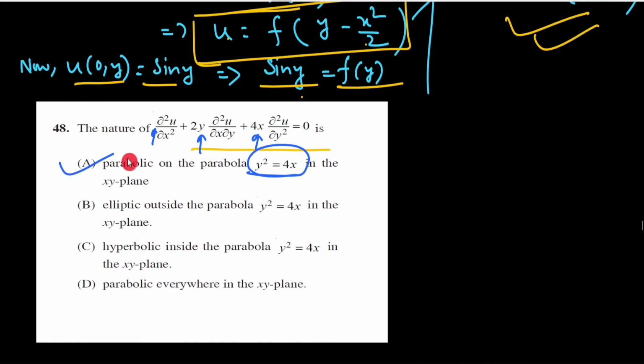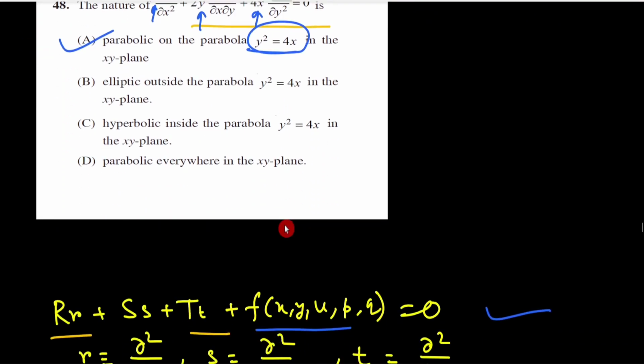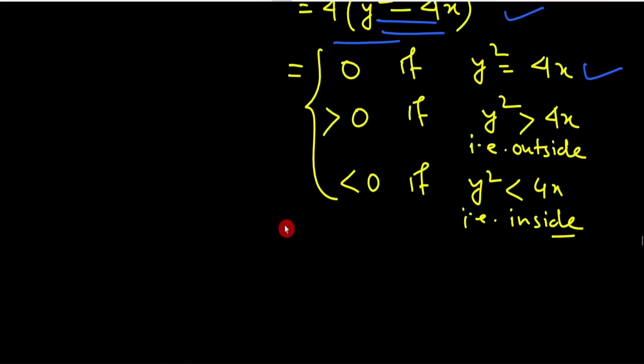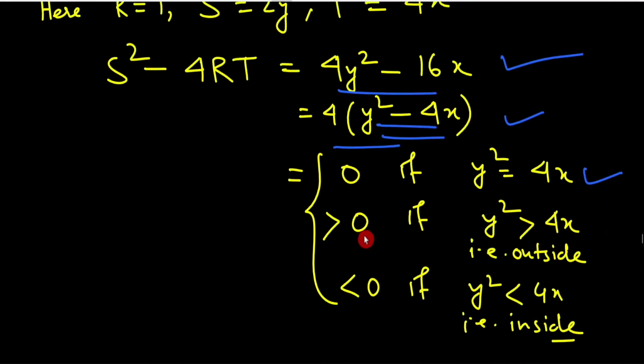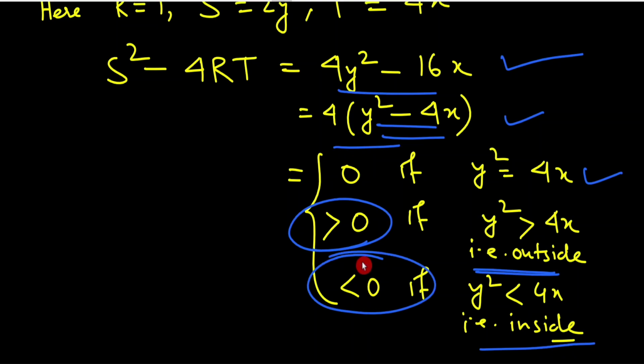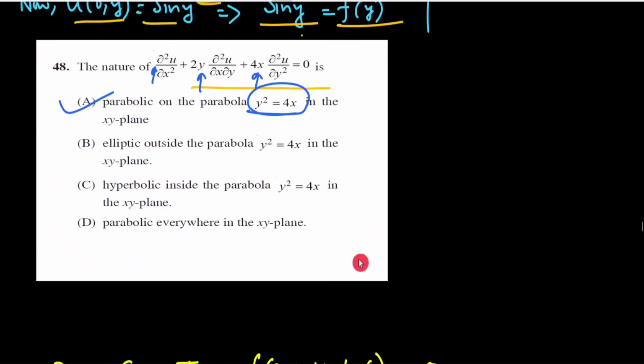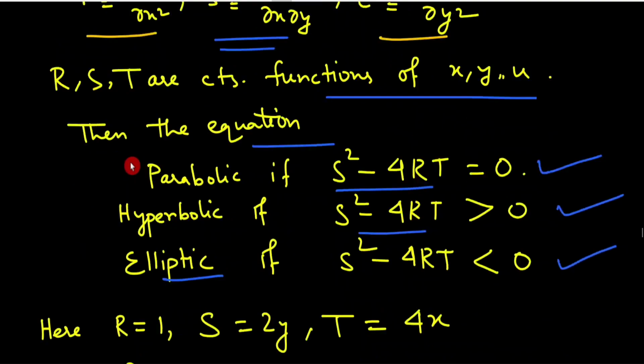And option B is incorrect, but why incorrect? If we check, elliptic outside the parabola y square equal to 4x, but outside the parabola y square equal to 4x, this gives greater than 0, which means hyperbolic, and inside the parabola this gives elliptic. So these two are incorrect options. So options B, C and D are incorrect and option A is the correct option.